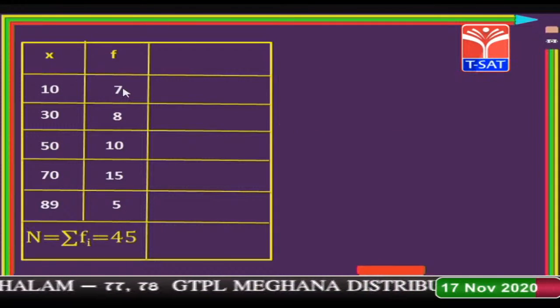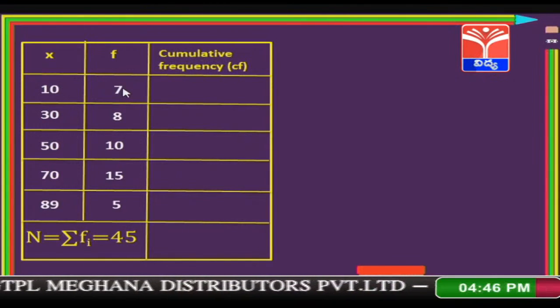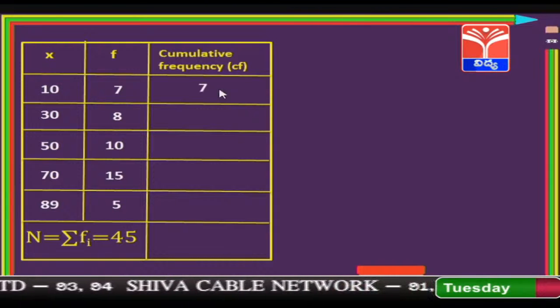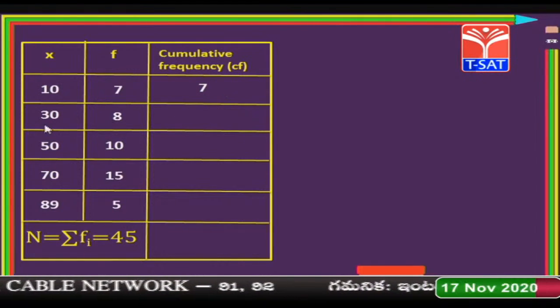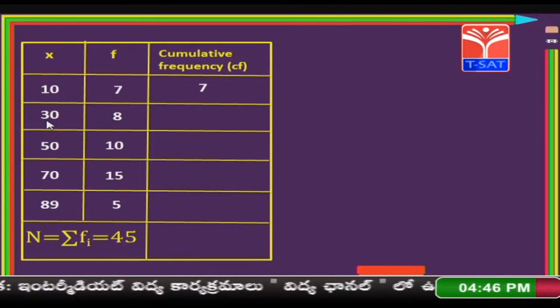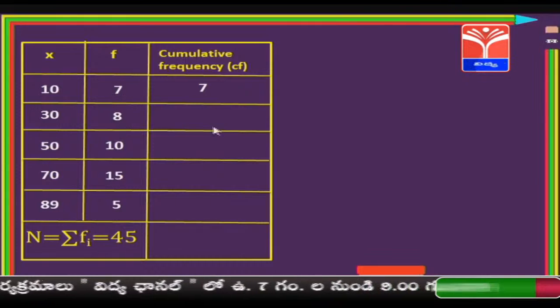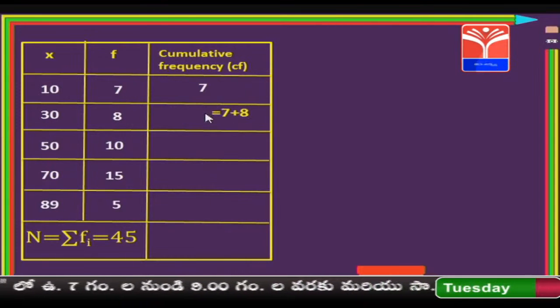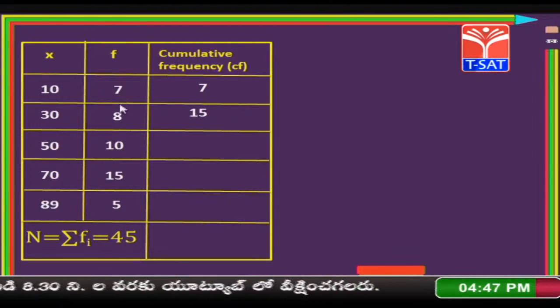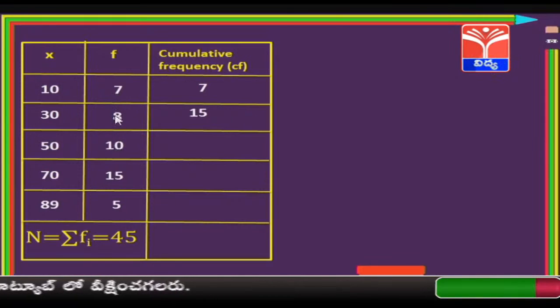For finding the cumulative frequency, the first value 7 you can put as it is here. Now, for the next one, you want the frequency of values less than 30. That means you add these two values: 7 plus 8 is 15. Now I want the cumulative frequency up to 50. You add these three values 7, 8 and 10. 7 plus 8 is already 15, and 15 plus 10 is 25.